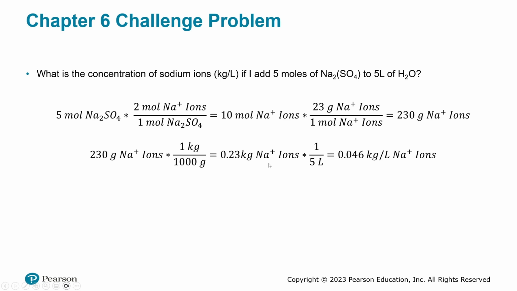However, that's not our final answer. We wanted to find kilograms per liter. We have kilograms. We were given liters. So now we're just going to take our mass, divide it by our volume, and we'll get our concentration, or the density of sodium ions is another way to think of it. This would be our final answer, rounded to the same number of sig figs, well, actually not rounded to the same number of sig figs.